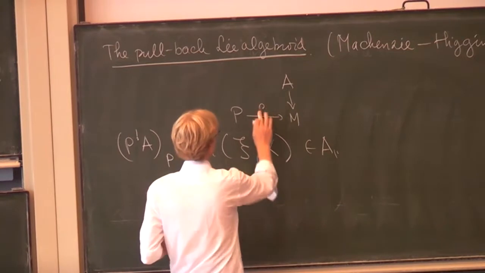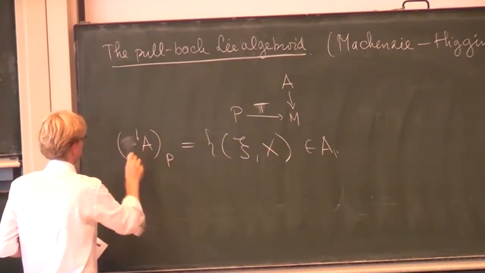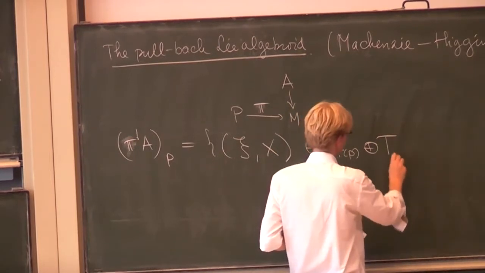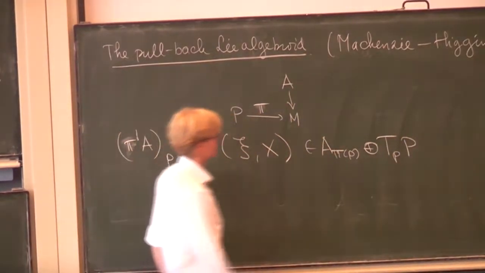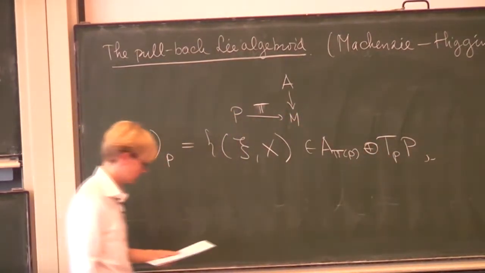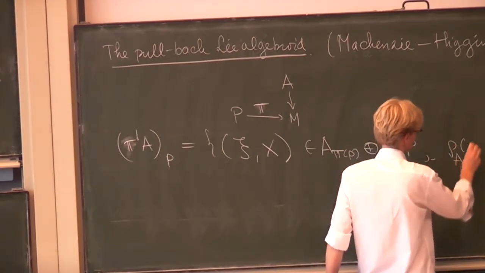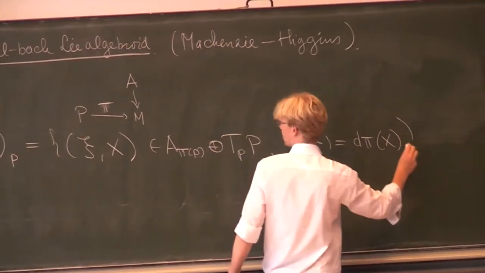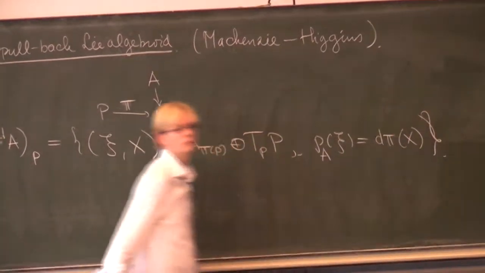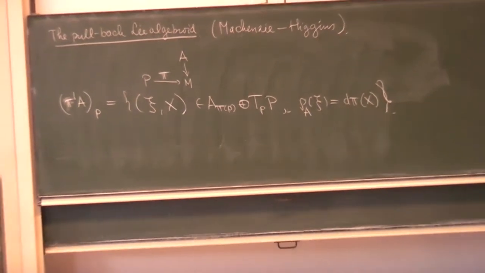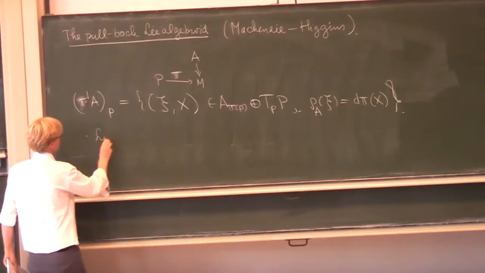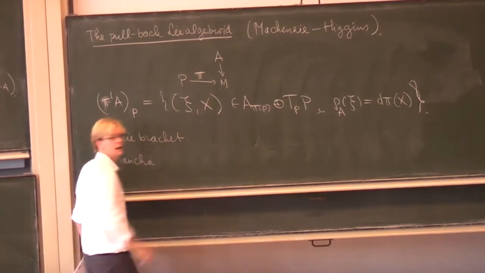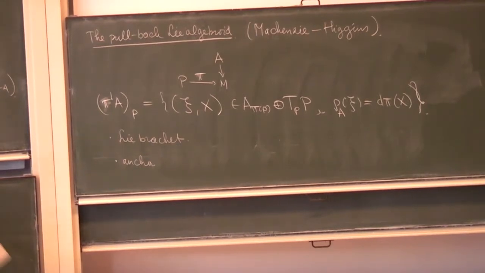Okay, so apparently I used the wrong notation. I have to write pi of pi sub P plus T P P. And there's a condition, and that's where it starts to differ from the ordinary pullback, namely that the anchor of xi equals the derivative of pi evaluated at x. So this is the description of the vector bundle, and then there's an obvious Lie bracket and an obvious anchor mapping, and I leave it to you to check that this is indeed a Lie algebroid.